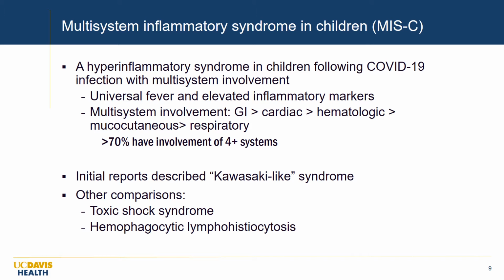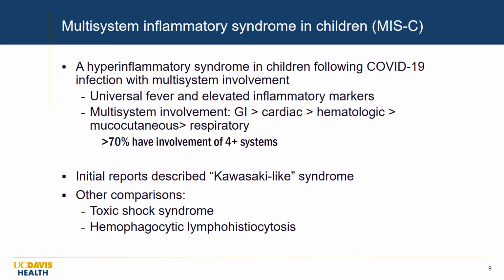And it appears to be a hyperinflammatory syndrome in children with multisystem involvement, so exactly what the name suggests, following COVID-19 infection. And pretty much these children have universally had fever and elevated inflammatory markers, but they have also had multisystem involvement. And interestingly, the most common system that appears to be involved is the GI tract, followed by cardiac, hematologic, mucocutaneous, and then respiratory. And in one series, greater than 70% actually had involvement of at least 4 systems. So that really does seem to be key to this inflammatory process.